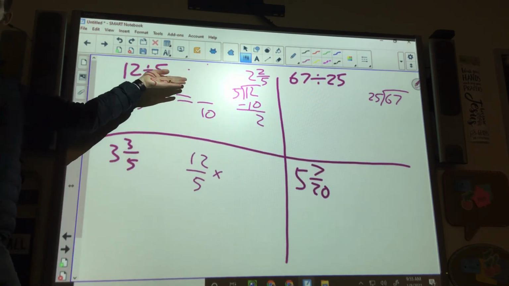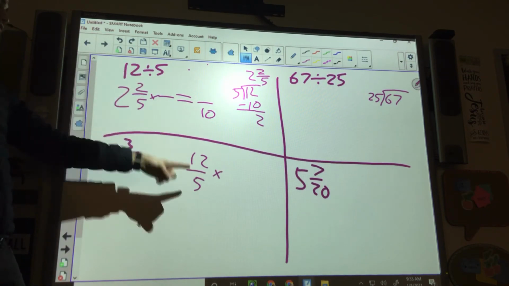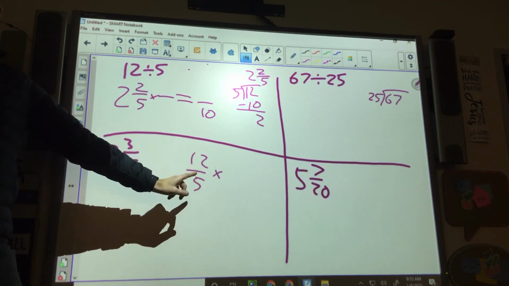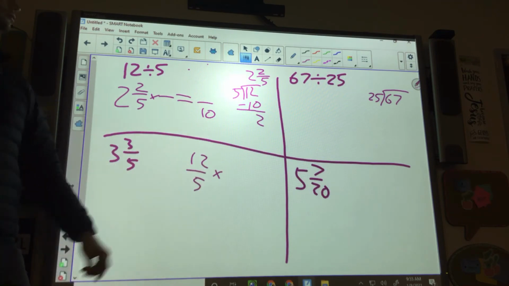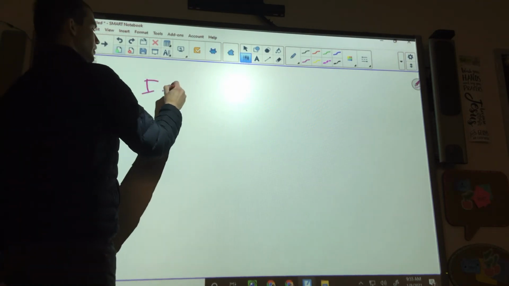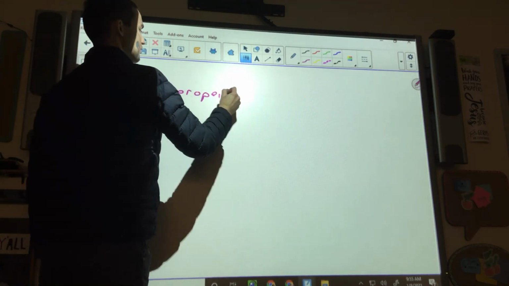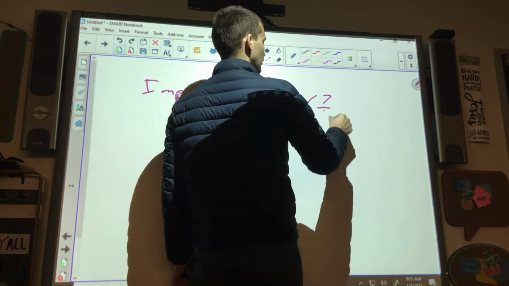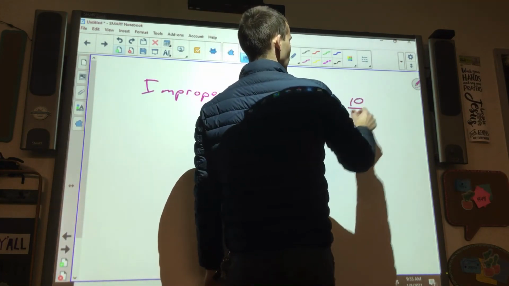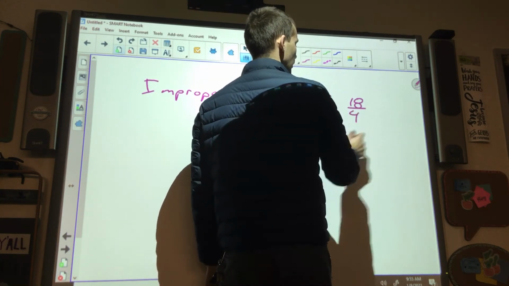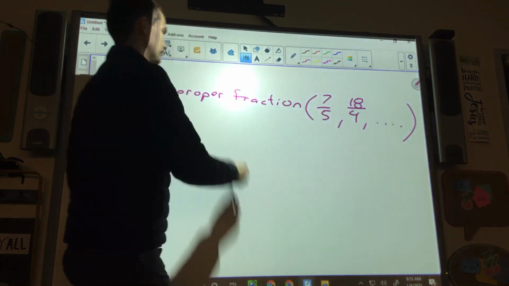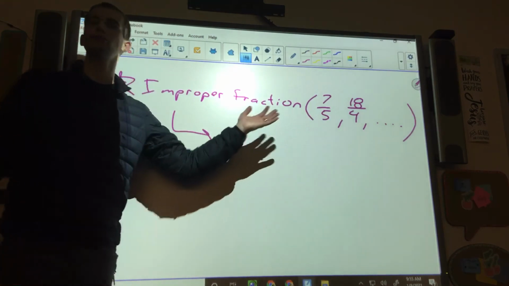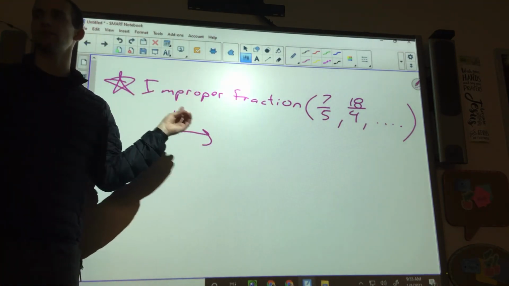If it's 12 divided by 5, if it's an improper fraction, 12 over 5, you have to get it as a what before you can do anything? Mixed number. Write it down, star it, whatever you need to. Improper fraction, so that means like 7 over 5 or 18 over 4. Anything else? Star it, circle it, highlight it, do whatever you need to, but you cannot miss this in the assignment.